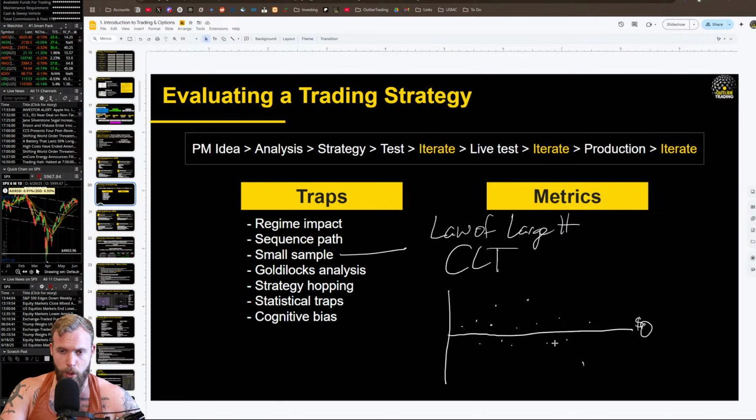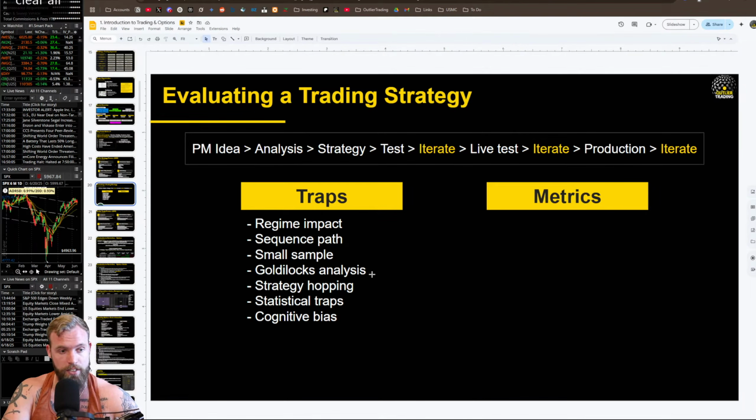So the idea of small sample is most people will say, based on this grouping here, oh, this thing is good. This is great. The problem is it's probably not. And if you continue doing it long term, you're going to see what it really is. And you're probably not going to like it. That's just the reality. Next, Goldilocks analysis.